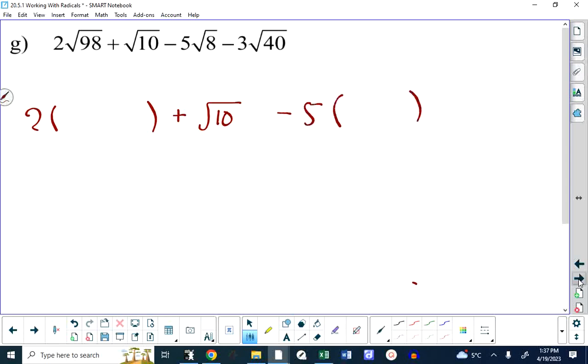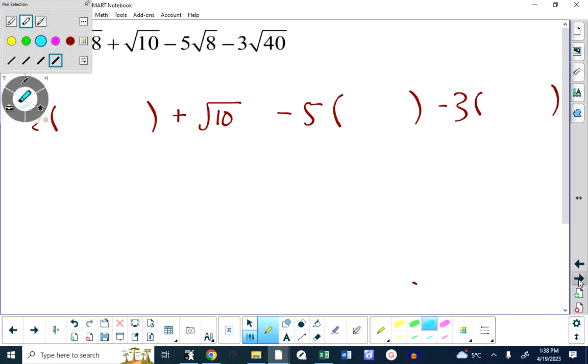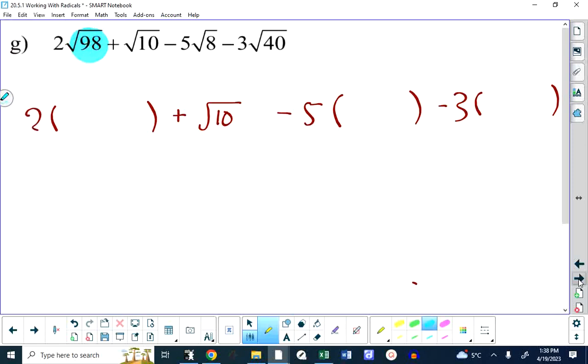Simplify root 8. Write it as a mixed radical in simplest form. And simplify root 40. So it's these three things that I'm going to highlight that you need to write in simplest form as a mixed radical.